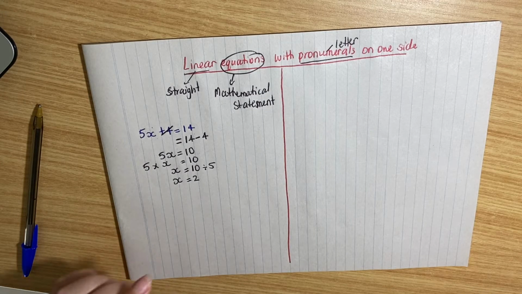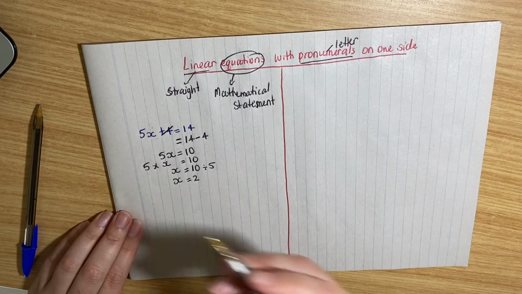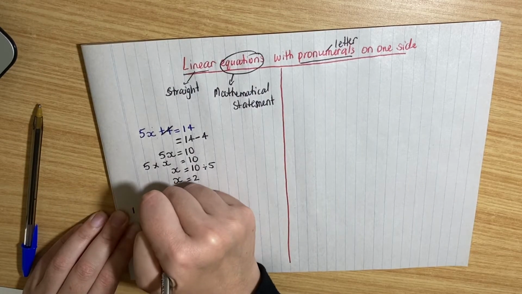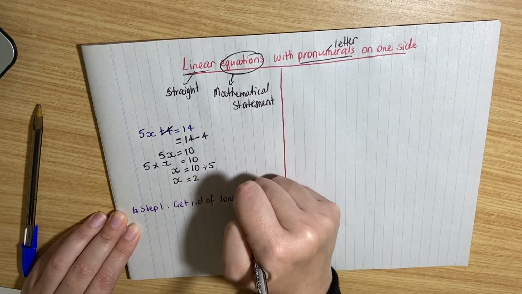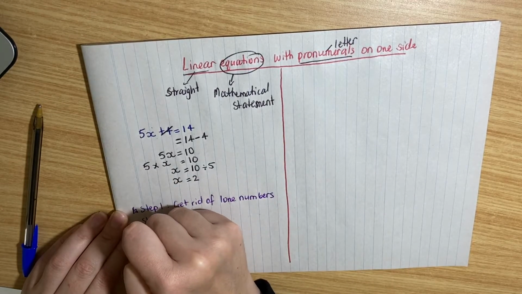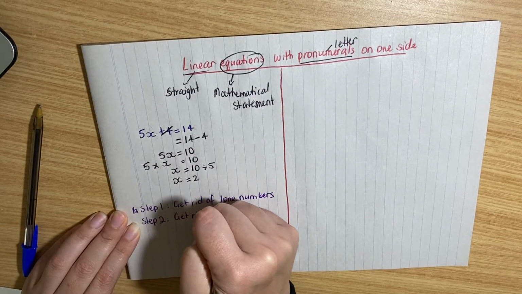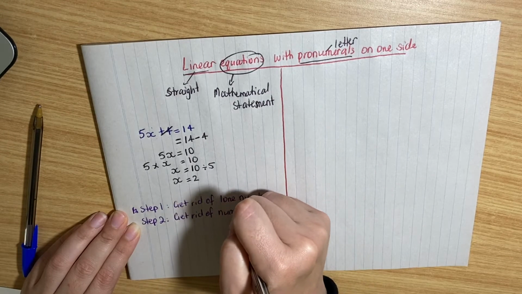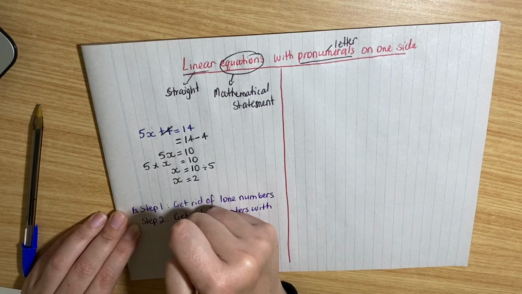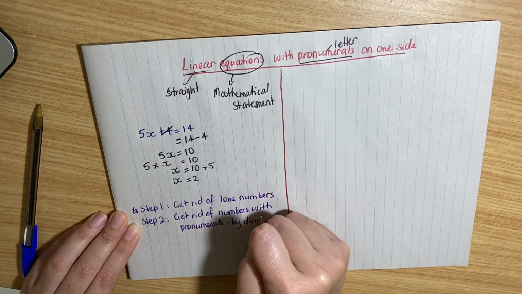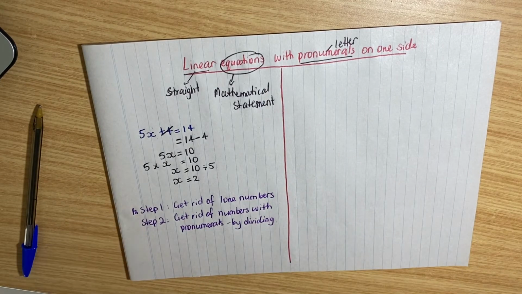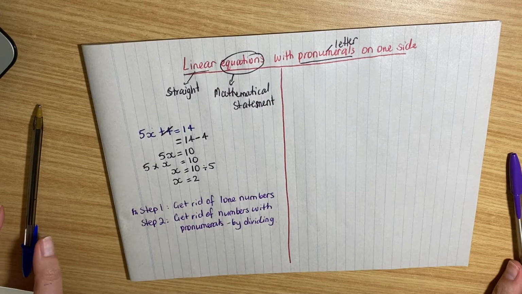Okay, so let's go through some steps. Step 1 is to get rid of lone numbers, or numbers by themselves. And then step 2 is to get rid of numbers with pronumerals, by dividing for the first part, or multiplying. I'm going to go through multiplying later, but what we're going to do to begin with is just get rid of the numbers by dividing. All right, let's have a look at a few other examples and let's do this together.